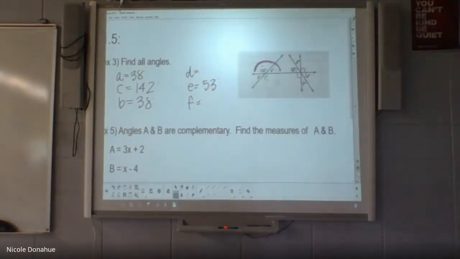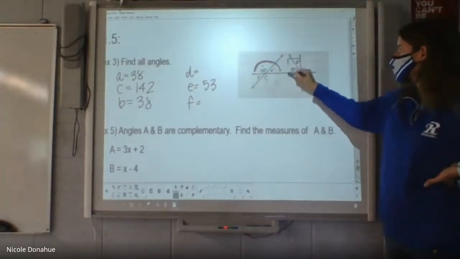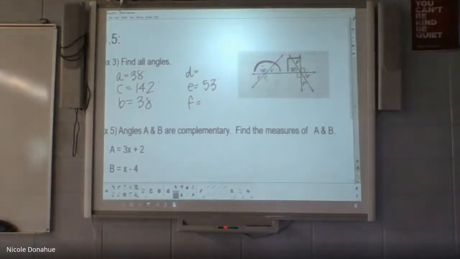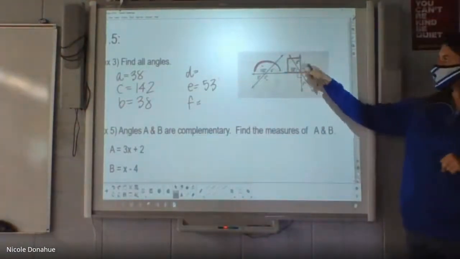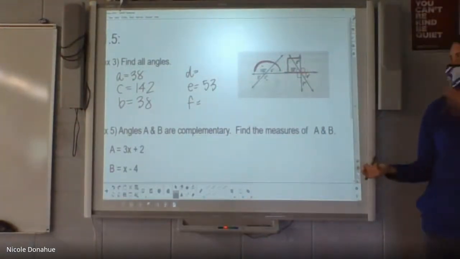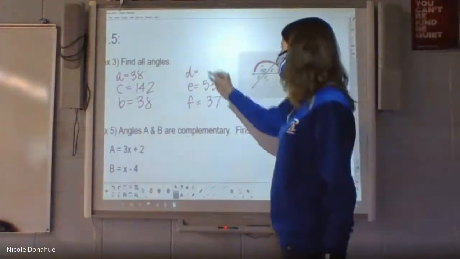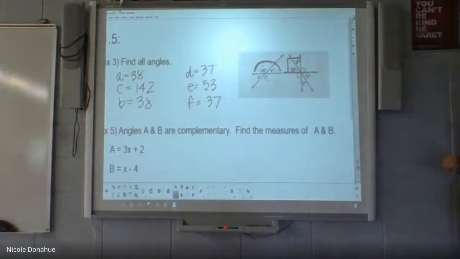Michael, what'd you get? 37. 37, and how'd you figure that out? I added 53, and then there was a right angle. It was 90, so I added those together and subtracted it from 180. Yeah, so what he's saying is he did this whole straight line. Otherwise, you can also know that those two together are also 90. So both of them get us to the point where we have 37 for each of these. That happens because they're across from each other.